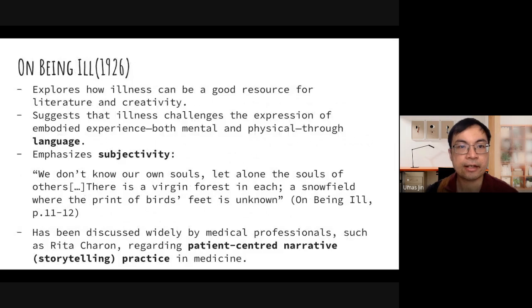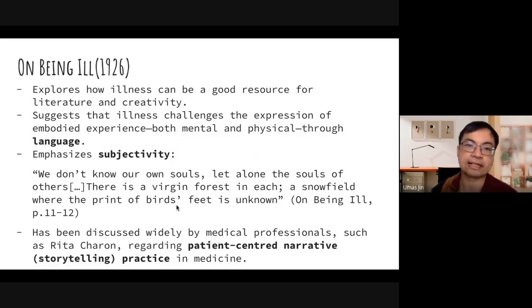And here's a text I would like to talk about today: Woolf's essay On Being Ill. The essay explores how illness can be a good resource for literature and creativity, and it also suggests that illness challenges the expression of embodied experience, both mental and physical, through language. Importantly, it also emphasizes subjectivity. Here's a quote. She says, "We don't know our souls, let alone the souls of others. There is a virgin forest in each, a snow field where even the print of a birds' feet is unknown."